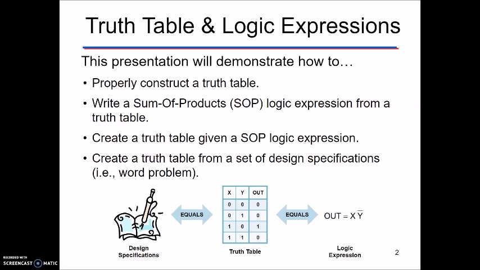We've looked at truth tables a little bit when we talked about binary, but we didn't go into a ton of details. So we're going to be taking a closer look at those today. We're then going to use those truth tables to write a sum of products or SOP logic expression using that truth table. And then we're also going to do the reverse of that. We're going to take a truth table and create it based upon a given logic expression.